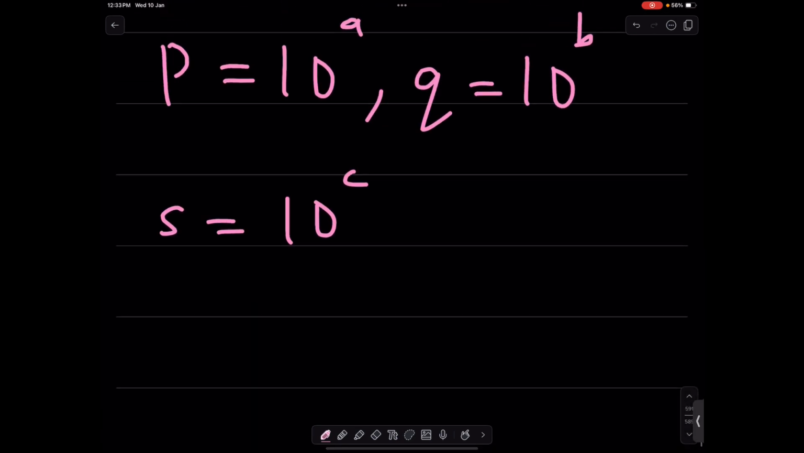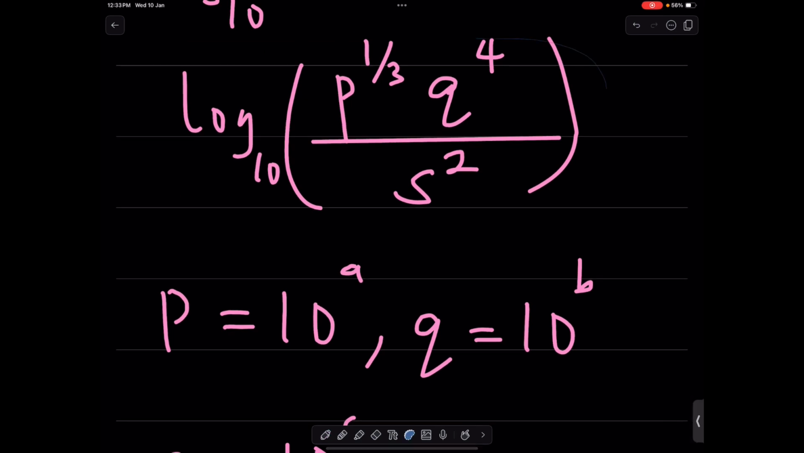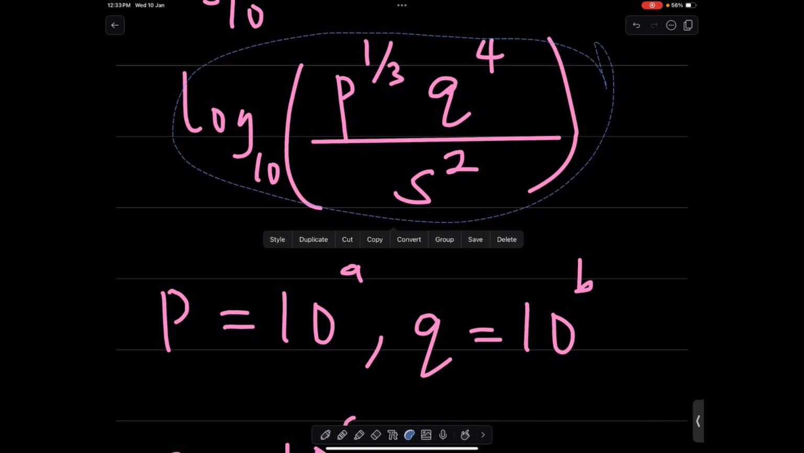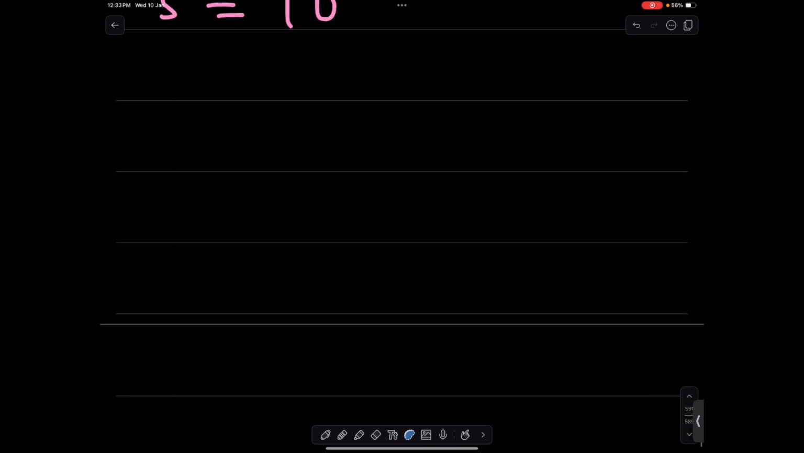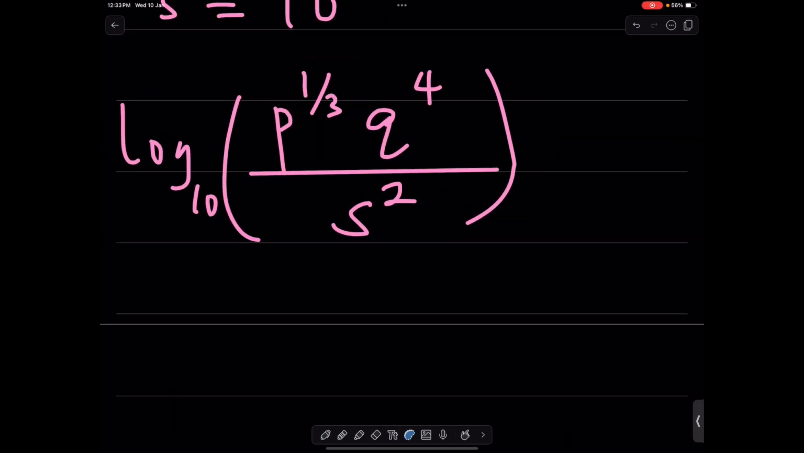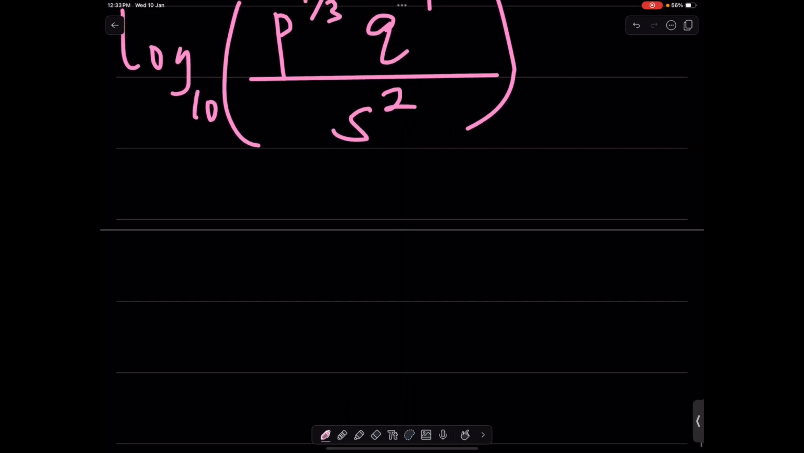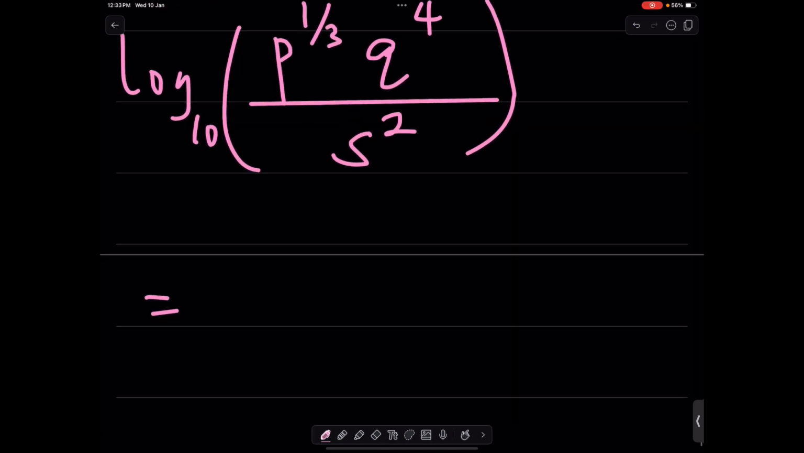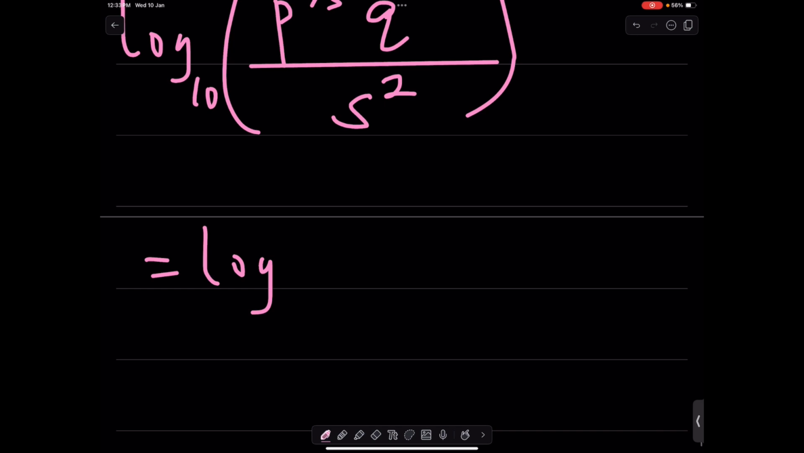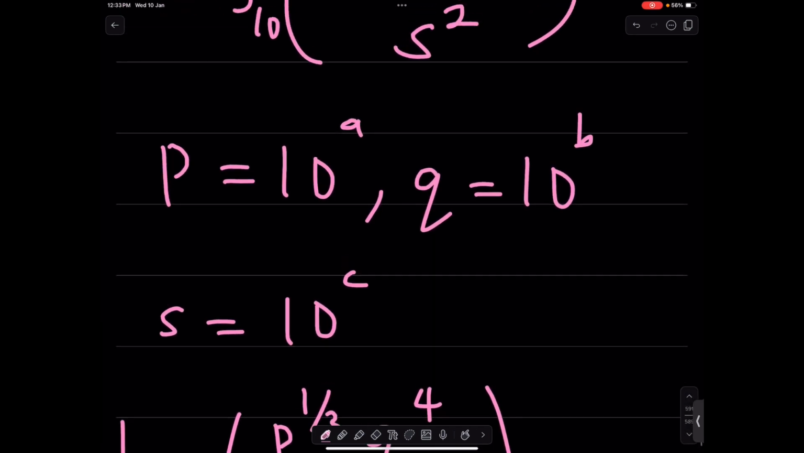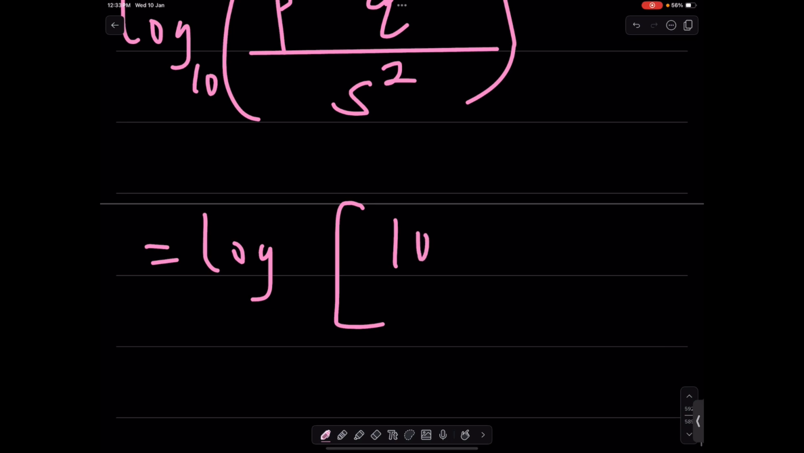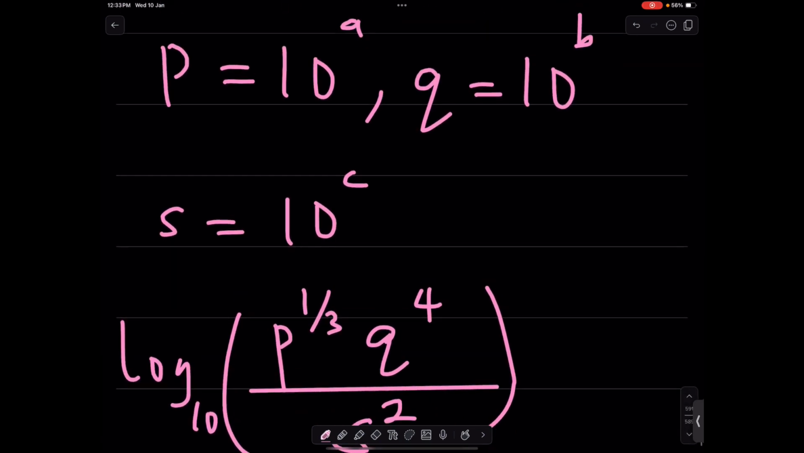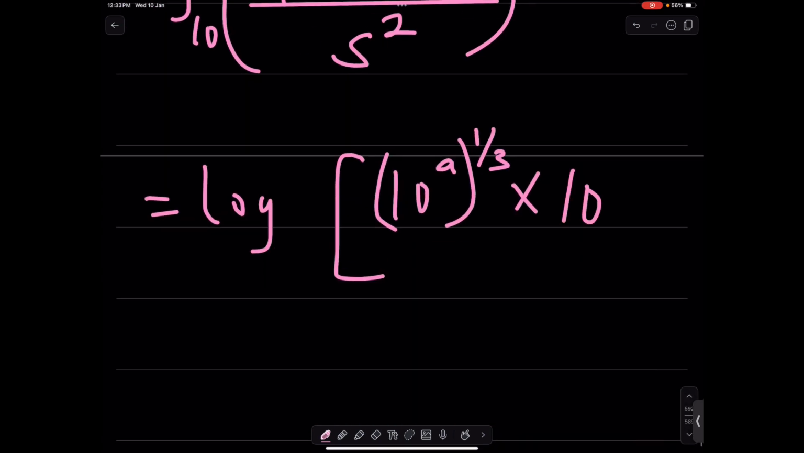Now, how do we write this? Let me just bring this down. That simply means log of p raised to the power 1 over 3 times q raised to the power 4 over s squared to base 10 will be equal to log of, P is 10 raised to the power a, so 10 raised to the power a, raised to the power 1 over 3, times q raised to the power 4. Q is 10 raised to the power b, so that will be 10 raised to the power b raised to the power 4.